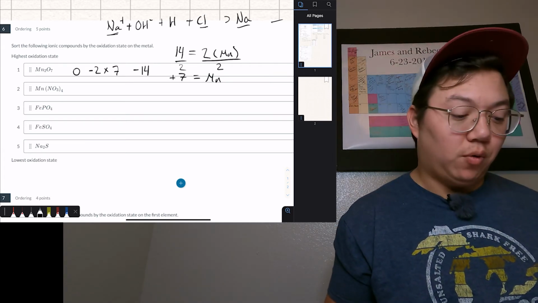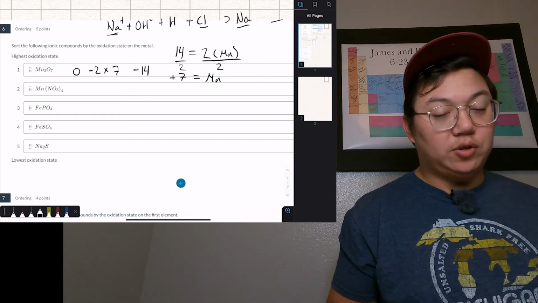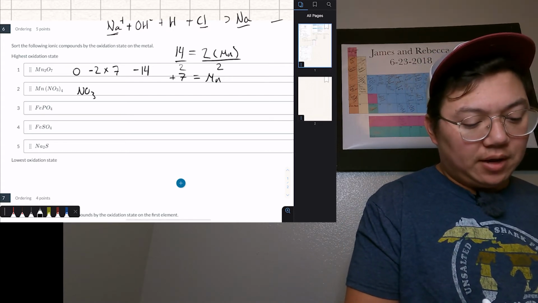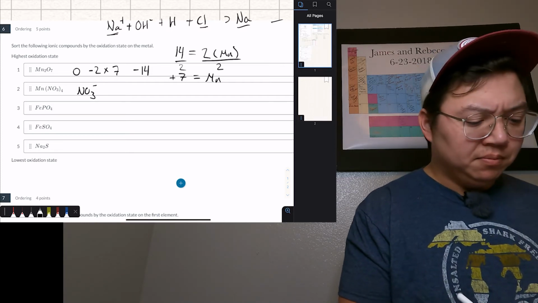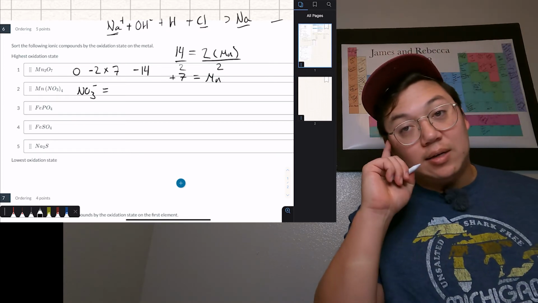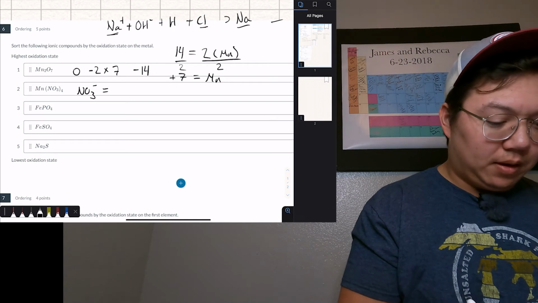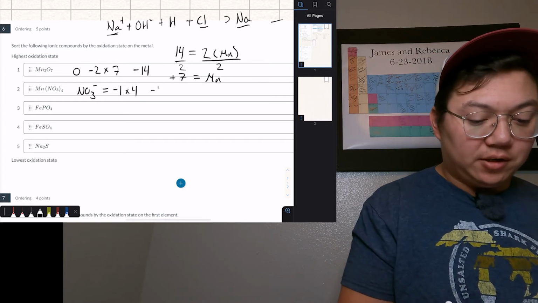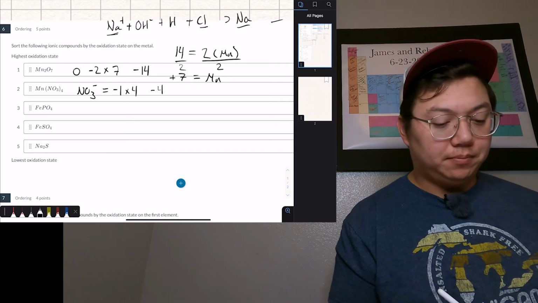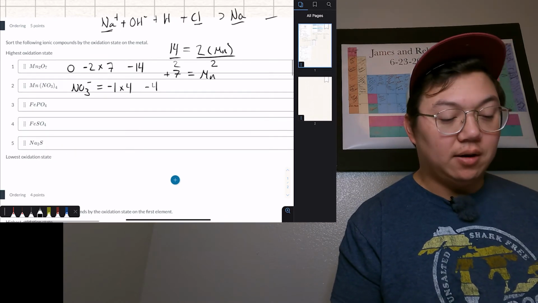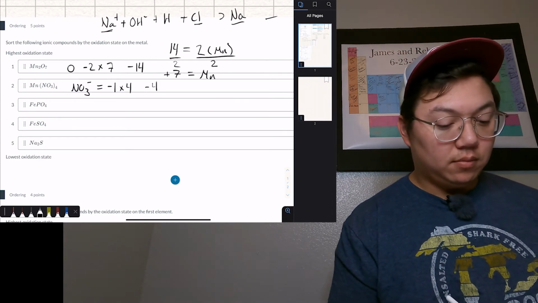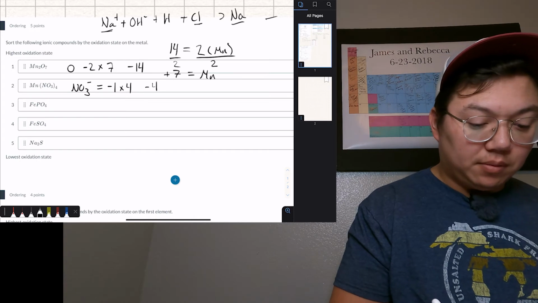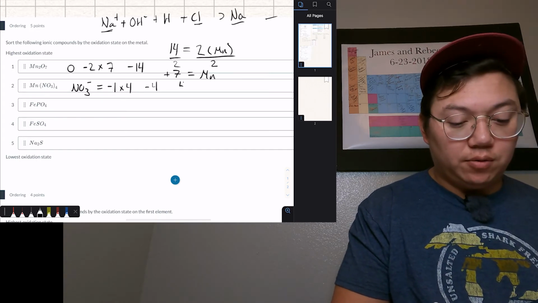For this next one, like I mentioned before, the oxidation state is almost always the same as the charge. So for this one, we have nitrate, NO3 minus. So the overall oxidation state on nitrate is going to be -1. We multiply by 4. So then we have a -4 oxidation state for nitrate. So that needs to be balanced by the oxidation state on manganese. So in this case, and maybe to help you out, make it a little bit more formulaic, we can say that the charge on manganese needs to be equal to 4.